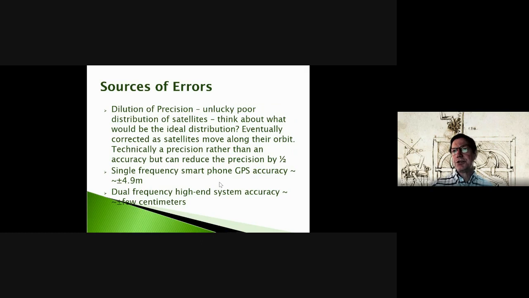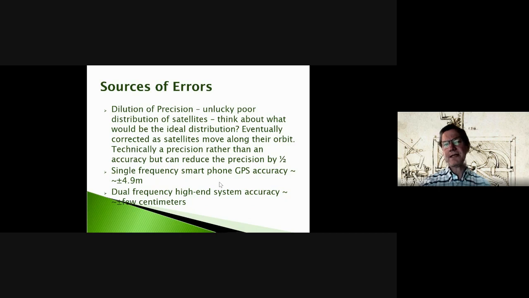Then there's dilution of precision. You'll see this abbreviated as DOP, and that's related to a momentary unlucky poor distribution of satellites. So think for a moment what an ideal distribution might be and what a poor distribution might be. I think we talked a little bit about that in the previous lecture when we first started looking at localization by multilateration.